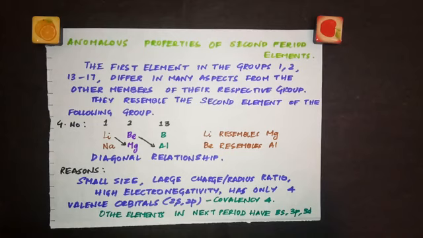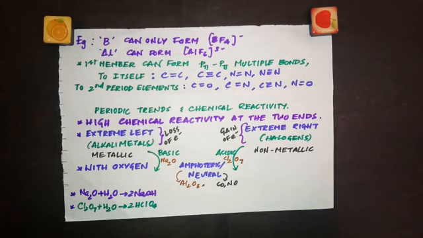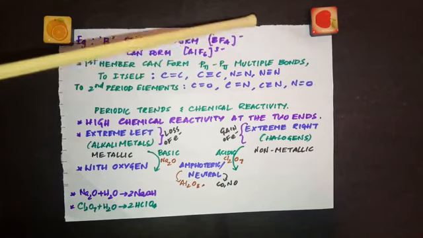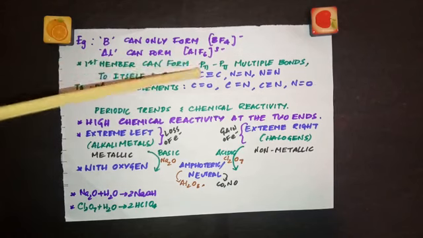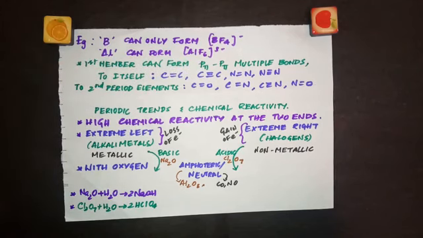See, I told you the first member of the group can have a covalency of 4, which means the maximum covalency is 4. So boron can only form BH4 minus. But the other members of the groups can expand their valence shell to accommodate more than 4 pairs of electrons. For example, aluminium can form AlF6 because it has 3s, 3p, 3d in the valence shell. So it can expand its covalency.